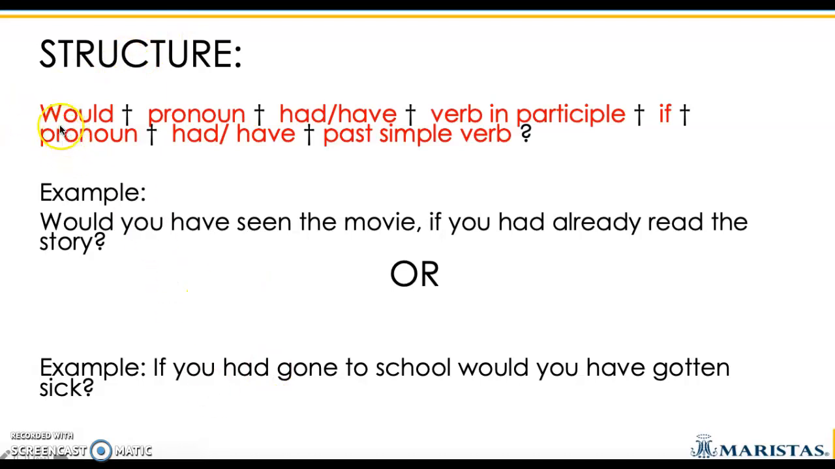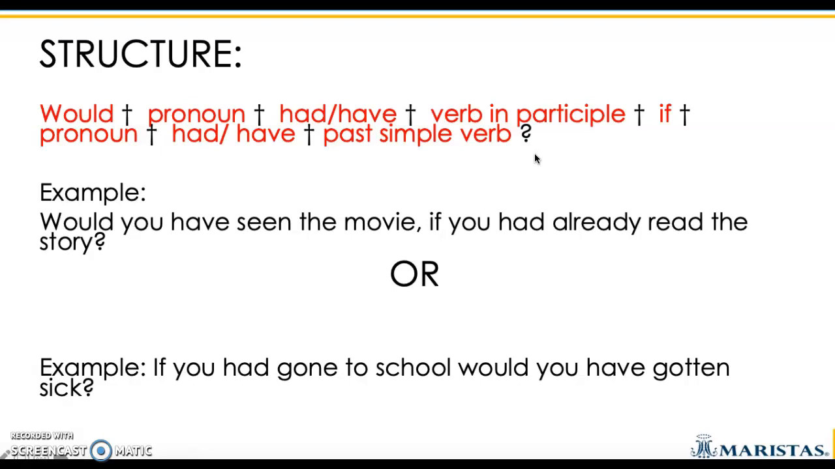Let's review. So the way you can do it is by using would plus a pronoun, have or had, depending on the pronoun, a verb in past participle, the if clause, the pronoun, have or had, and a past simple verb. Now, if you struggle remembering the verbs in past participle or past simple, you can go to your workbook, and the last page of your workbook has a list, and it actually has simple past and past participle verbs. Okay, that can definitely help you with your sentence writing and question making.